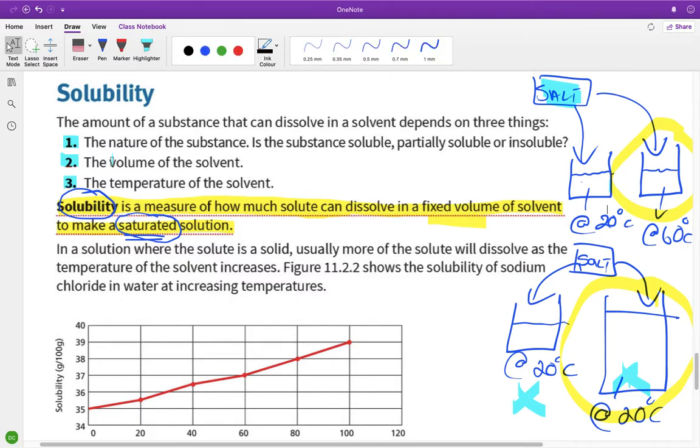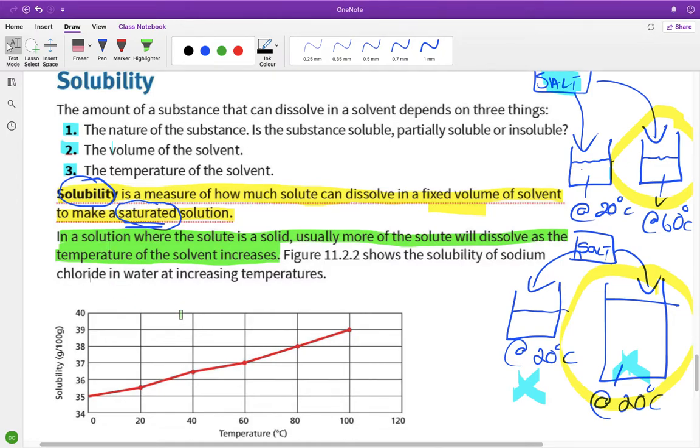So I just want to show you the last two little things we're going to do here now. In a solution where the solute is a solid, usually more of the solute will dissolve as the temperature increases. Okay, so that little sentence there. Now, obviously, we're not going to really be able to do this experiment. I'm not even going to make you write it up because it's a shame, there's kind of so much to it. But anyway, this is the outcome. This is what you need to know. In a solution where the solute is a solid, usually more of the solute will dissolve as the temperature of the solvent increases.